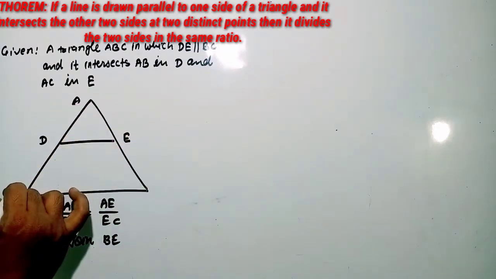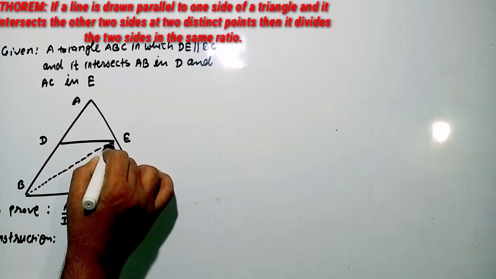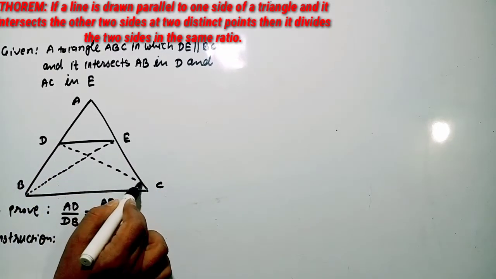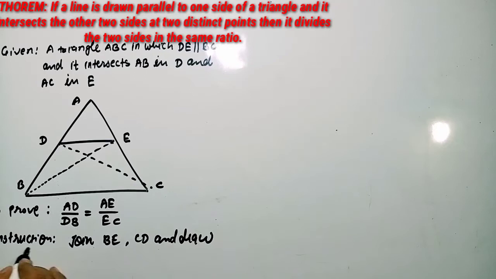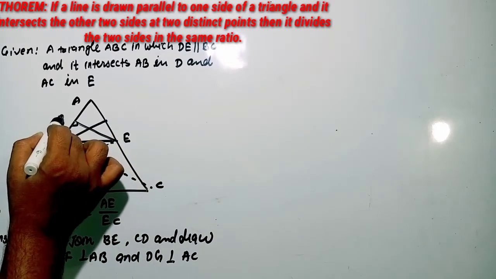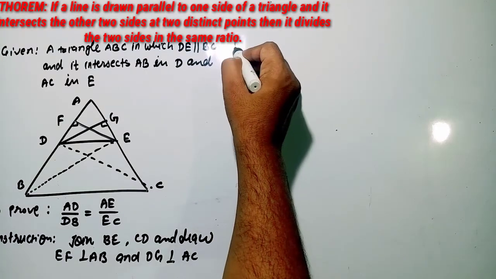Join BE and DC. So the vertices are ABC, joining BE and CD or DC, right? And draw EF perpendicular on AB and DG perpendicular on AC. This is EF and this is DG. This is perpendicular on AB and this is perpendicular on AC. Right students? So let us start the proof.